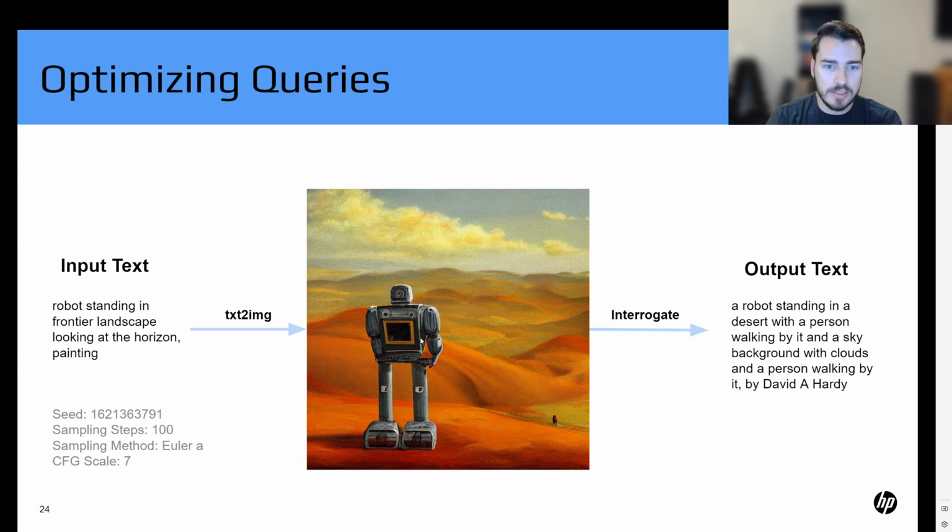And you could really see, okay, here's a robot, looking out into an area that has a bunch of hills, and, is it painting? And if we want to interrogate it, we could see what is the query that the model thinks could generate a similar image to this. And it's a robot standing in the desert with a person walking by it, sky in the background with clouds, and a person walking by it. So you may see, in this case, it's picking maybe this little red dot here as a person, and it's repeated that twice.